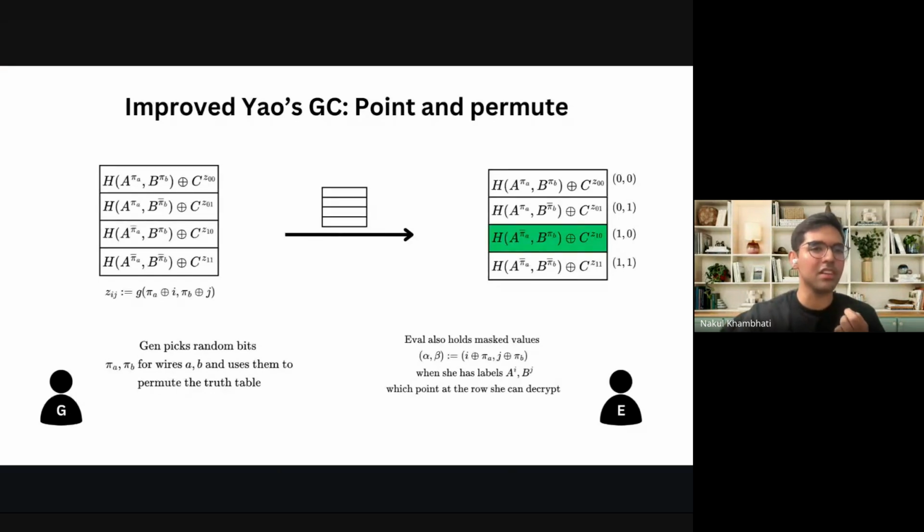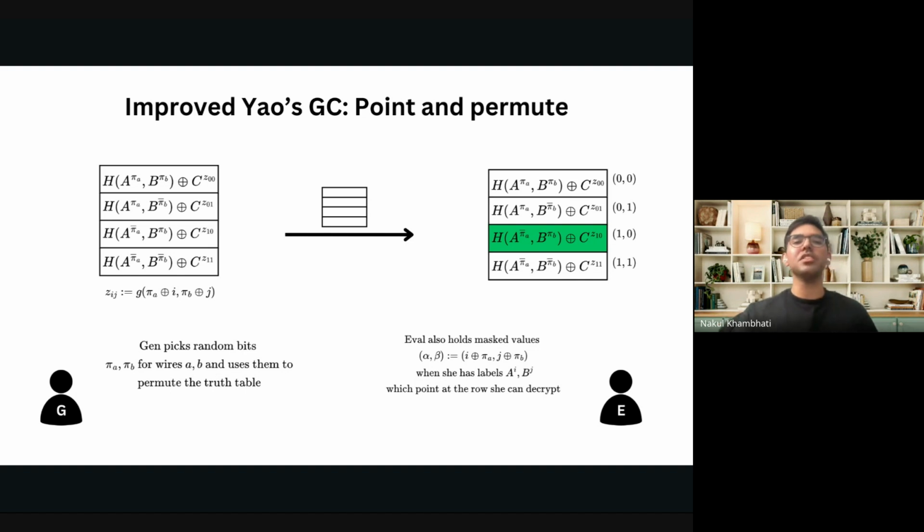What we have here is that the gobbler, along with picking these input keys, now picks random bits. We call these permutation bits. He picks random bits for all the wires. So he picks pi A and pi B for wires A and B, and he uses these to randomly permute the truth table. So without getting bogged down by the notation here, if the gobbler picks pi A is equal to 1, you just swap the first two and the last two rows of the table. If you pick pi B is equal to 1, you swap the odd and the even rows of the table.